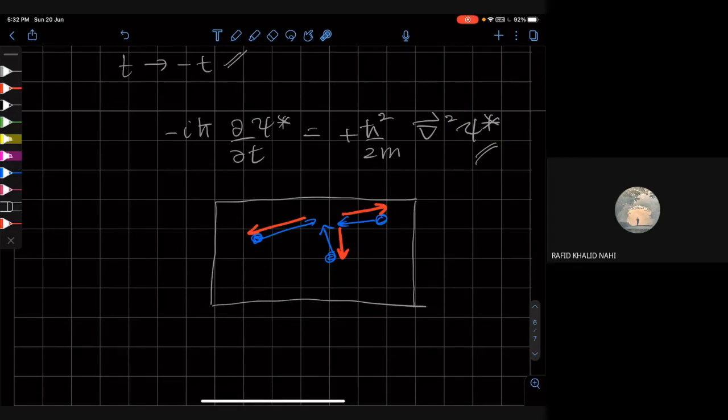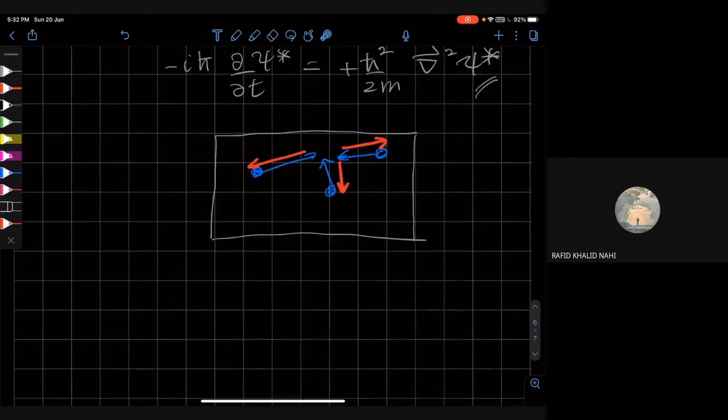There is a more provocative way of saying it. The more provocative way of saying it is that the Schrodinger equation is a time reversible equation.